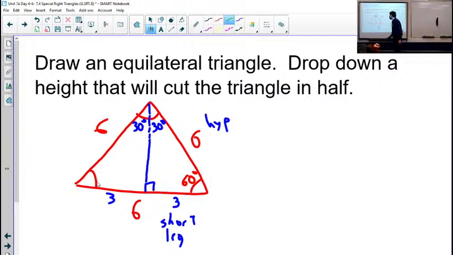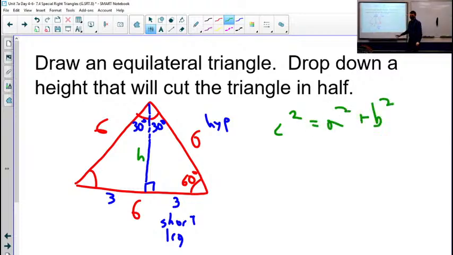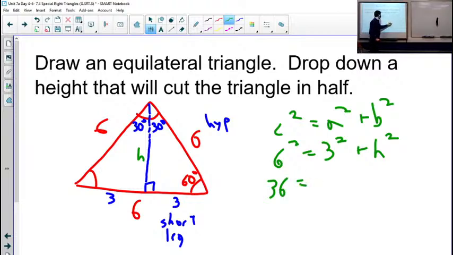Then, to figure out what my long leg is, my long leg is across from my 60. I'll call it H because I dropped it down as a height. I'm going to do Pythagorean Theorem, and I'll do it quickly because we should be comfortable with Pythagorean Theorem. Hypotenuse was 6. 3 squared plus h squared. 9 and h squared.